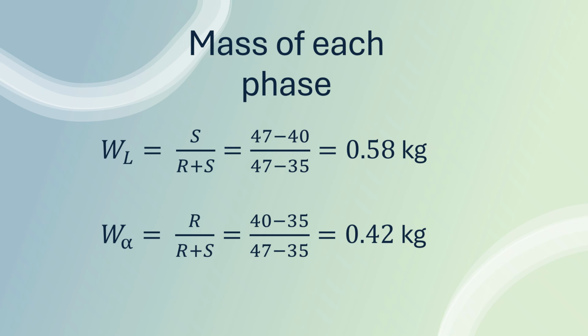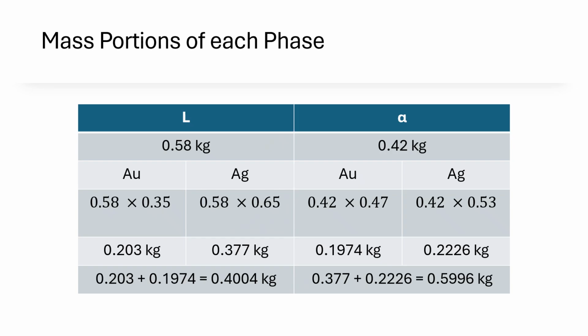To determine the mass of each phase, I used these equations right here and used the corresponding concentration values that we determined from the graph on the previous slide. This comes out to a mass of liquid as 0.58 kilograms and a mass of solid of 0.42 kilograms, which adds up to 1 total kilogram. Now, using those two masses, the liquid and the solid, we are able to determine the mass of liquid and solid gold and silver.